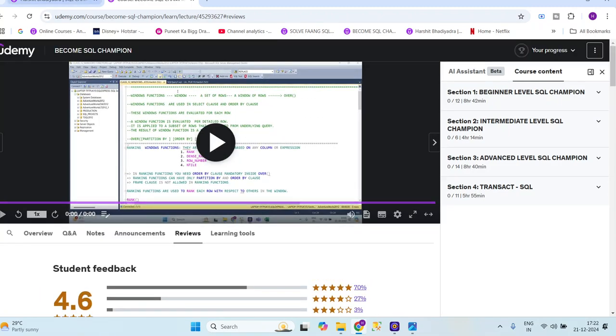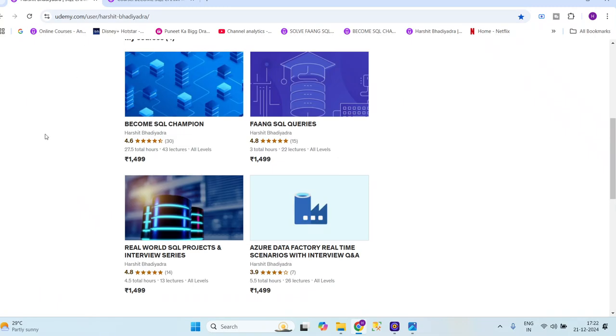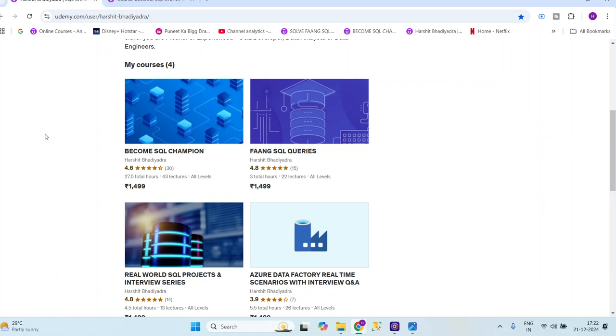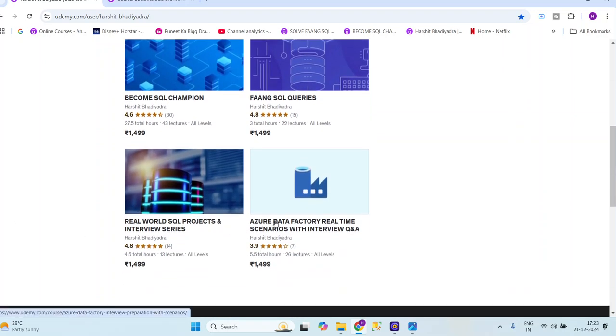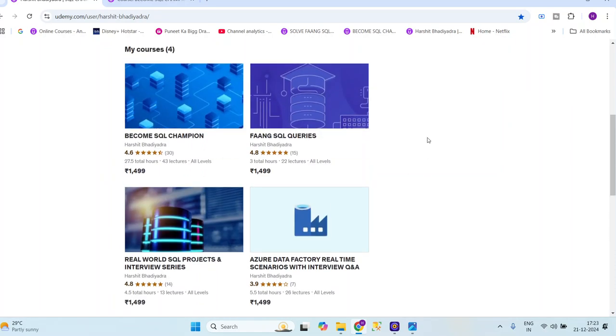So I suggest you enroll in this SQL course. If you are new to SQL or at an intermediate level, then I suggest you start with this particular course. Then if you know some advanced level querying, you can enroll in this FAANG SQL or real world SQL project and interview series. And if you are a beginner to Azure Data Factory, then I also suggest this particular Azure Data Factory course.